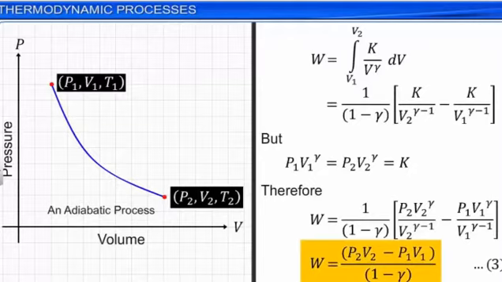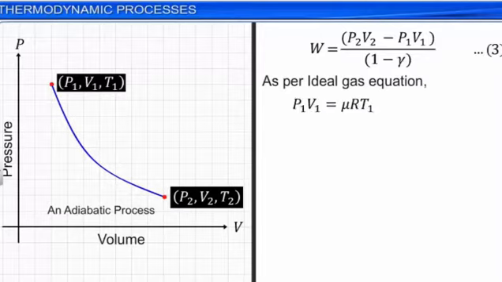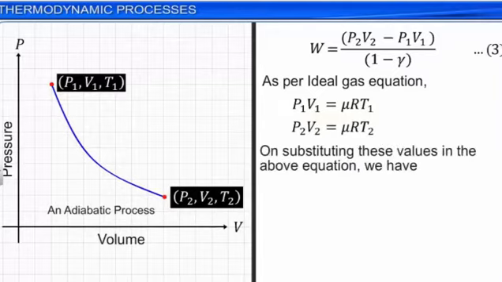We know that according to the ideal gas equation, P1 V1 is equal to mu RT1 and P2 V2 is equal to mu RT2. On substituting these equations in the above equation, we have W is equal to mu R into T2 minus T1 by 1 minus gamma. Equations 3 and 4 are the mathematical expressions for the work done by a system in an adiabatic process.